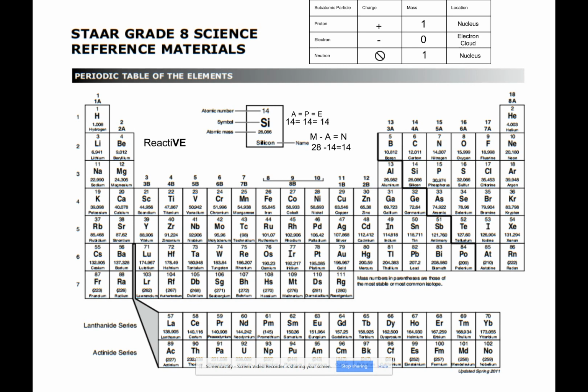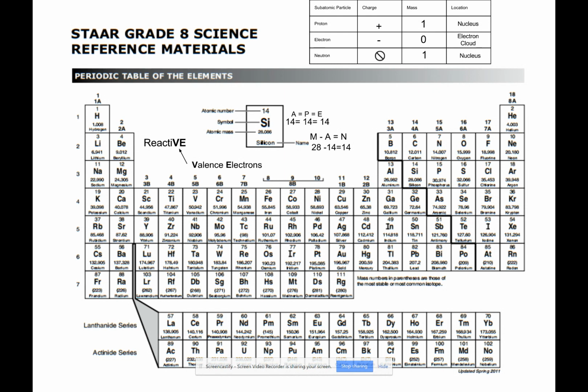After that, we're going to look at reactivity. We know something is reactive. I like to write VE capitalized or bolded or underlined, because we know reactivity because of our valence electrons. So our valence electrons are those outside electrons. They're the electrons in the outermost shell or energy level.